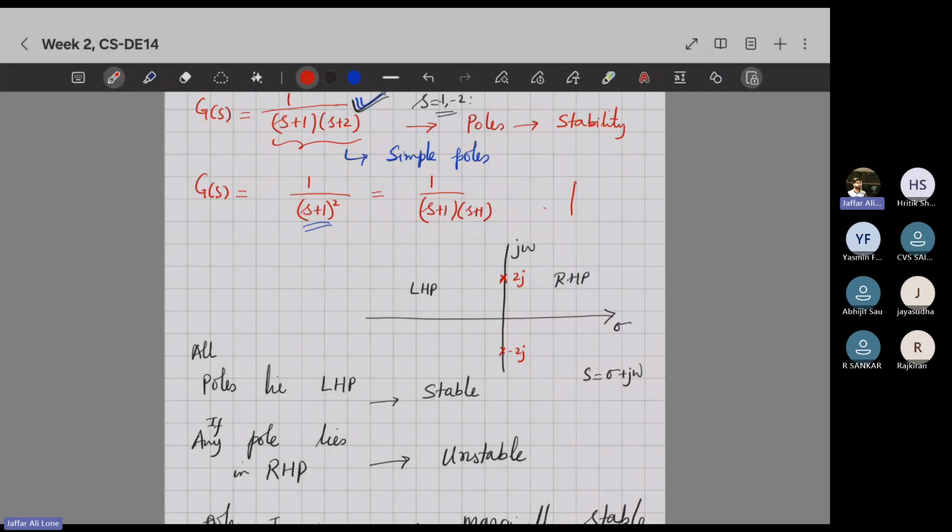It means the response is something like this, oscillatory, right? But if I have repeated poles, for example, two poles at j, then my system is unstable. Or if I have repeated poles at 0, then my system is unstable. So whenever I have repeated poles on the imaginary axis, that makes my system unstable.